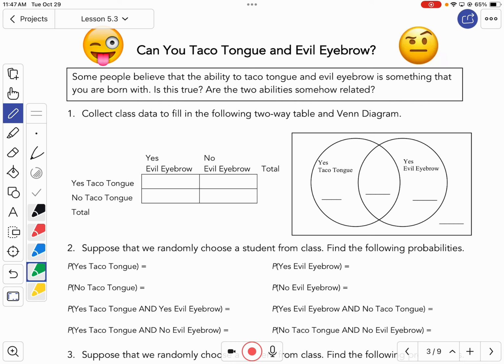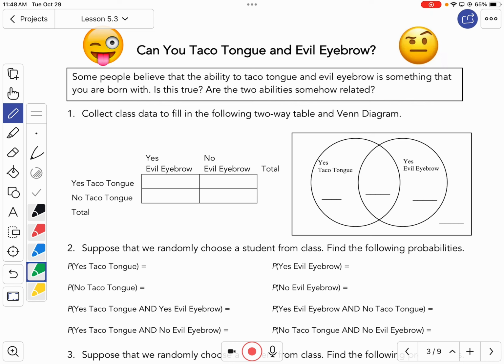So taco tongue says you can roll your tongue. I can roll my tongue, all right? My mama cannot, but she thinks she can, and it's so funny to watch her. Because she'll look at me, she goes, I'm doing it. And she's just sticking her tongue out. I'm like, Mama, you're not doing it.